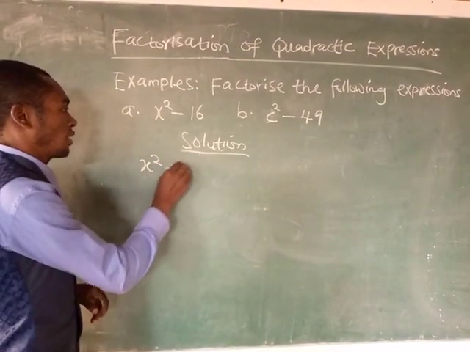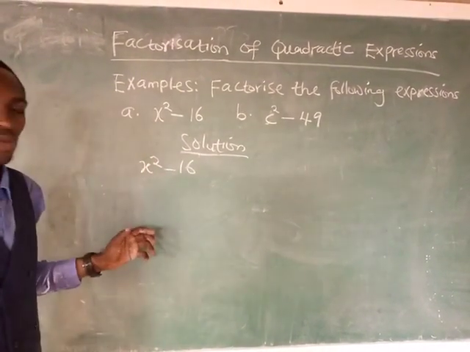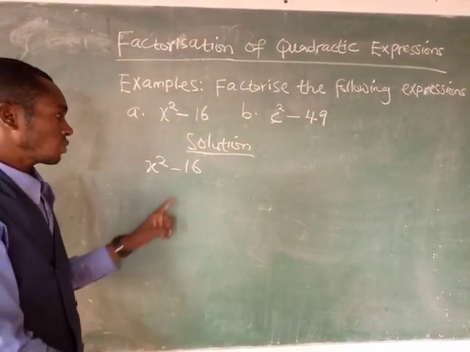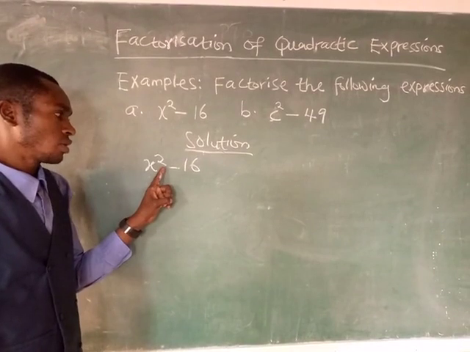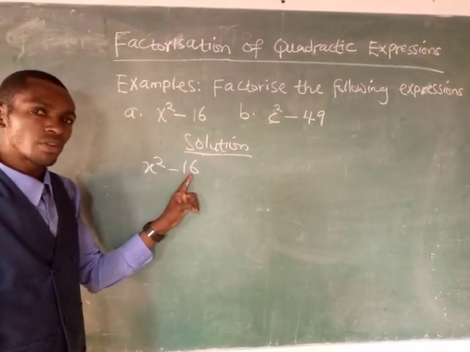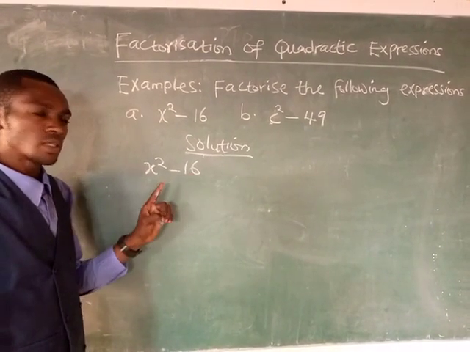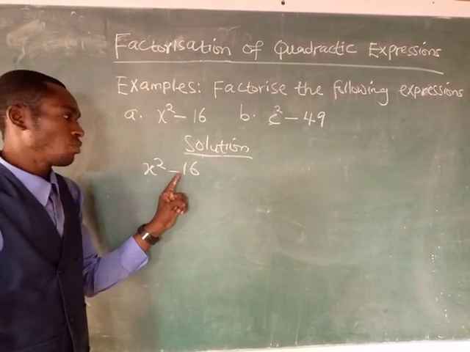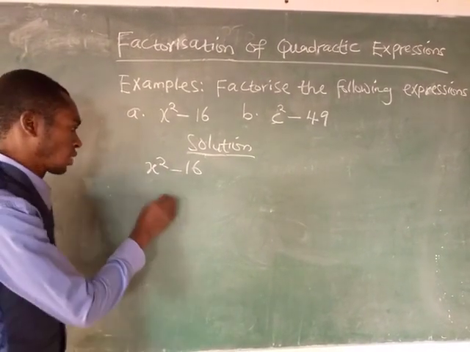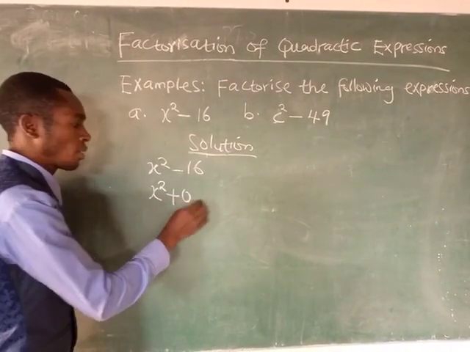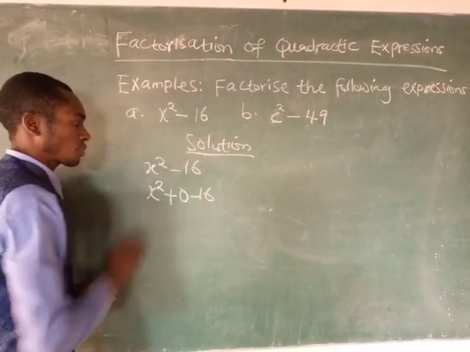x squared minus 16. Now, to factorize this, what you are to simply do is to add 0 to the x squared before writing minus 16. Don't forget, add 0 to x squared before writing minus 16, meaning x squared plus 0 minus 16.